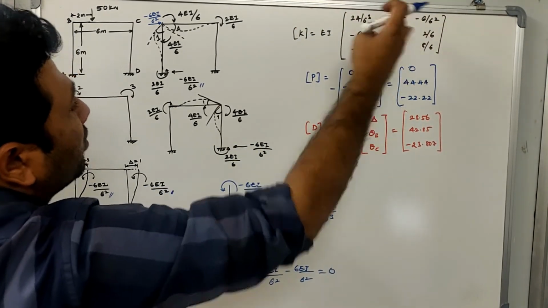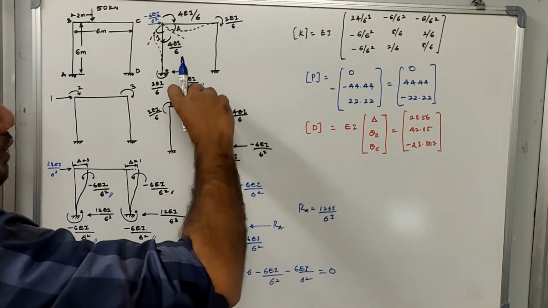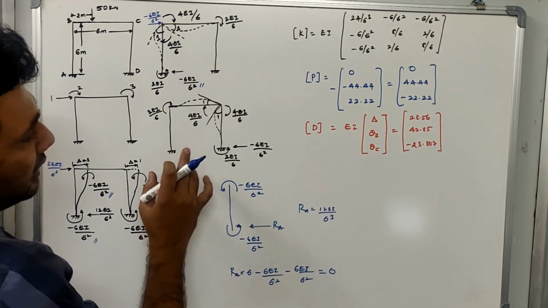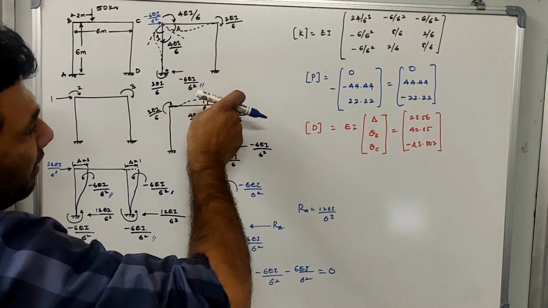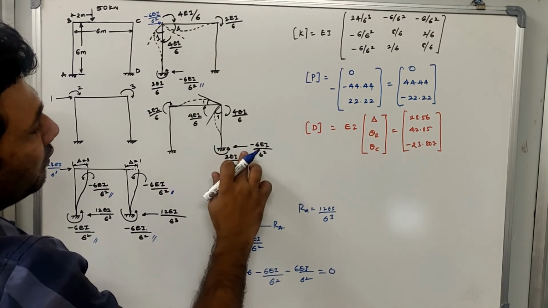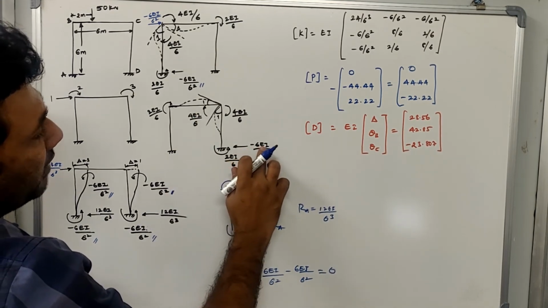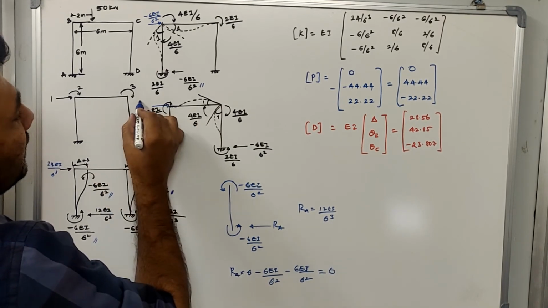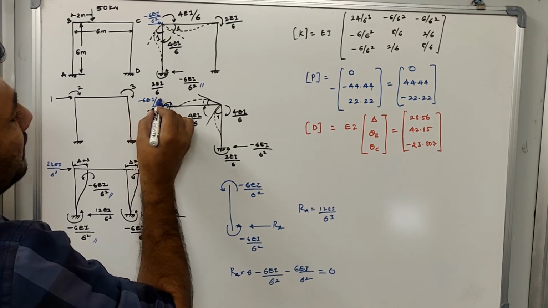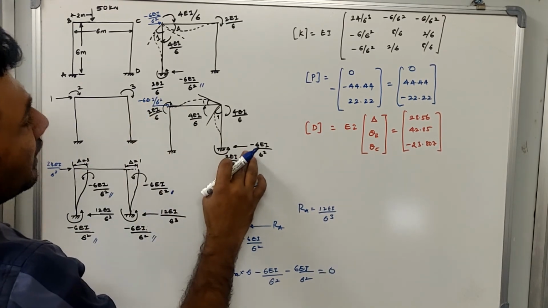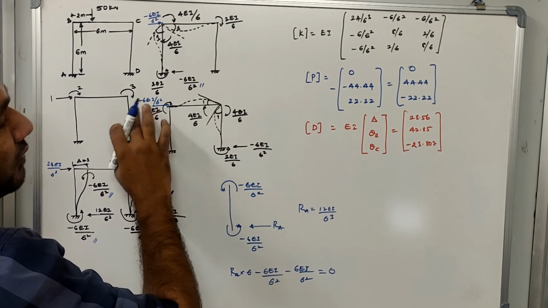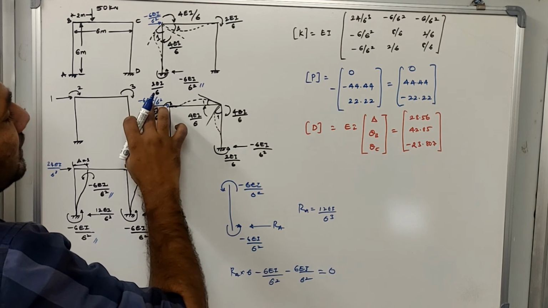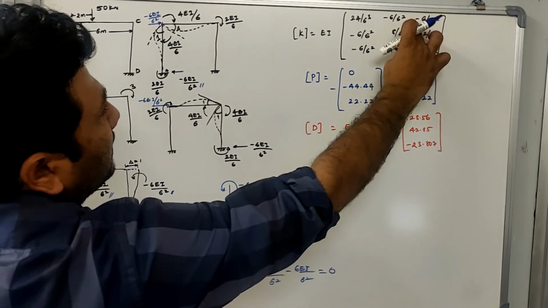Now let us go to the third column. To do this, we need to apply the unit rotation at the third coordinate and determine all the forces and moments, which we have done in this figure. After applying the unit rotation at the third coordinate, the reaction that is generated here is equal to minus 6 EI divided by 6 square. Whatever the reaction that you get will be the same force generated at the first coordinate, so the force at the first coordinate is minus 6 EI divided by 6 square.